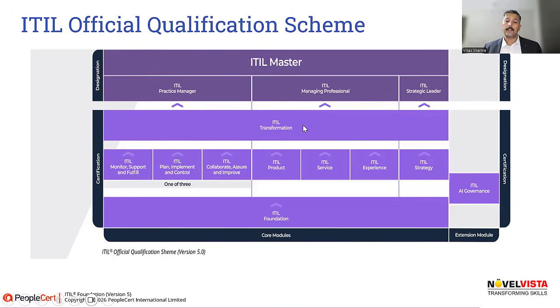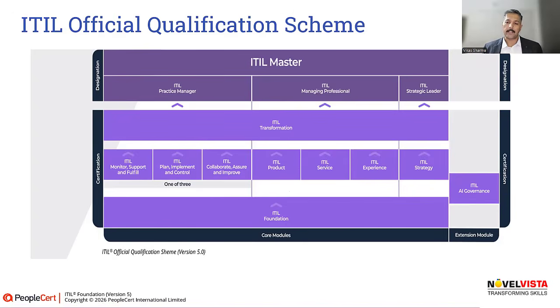You don't have to repeat that ITIL transformation, and that will make you ITIL Managing Professional on version 5. So after the foundation, you can do ITIL transformation also, but in case you haven't done it and you're going for Managing Professional, then you do these 3 certifications: ITIL Product, ITIL Service, ITIL Experience, and after that, you do ITIL transformation. Or you do transformation first and then complete these 3, and you become ITIL Managing Professional version 5 certified.